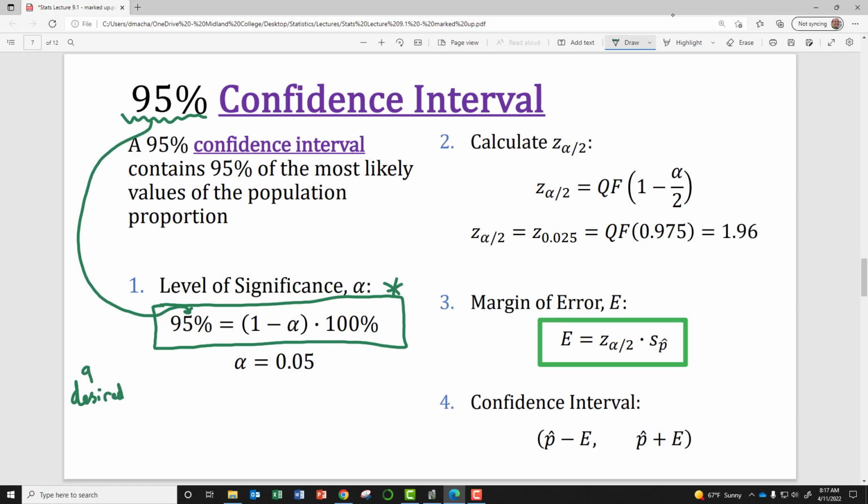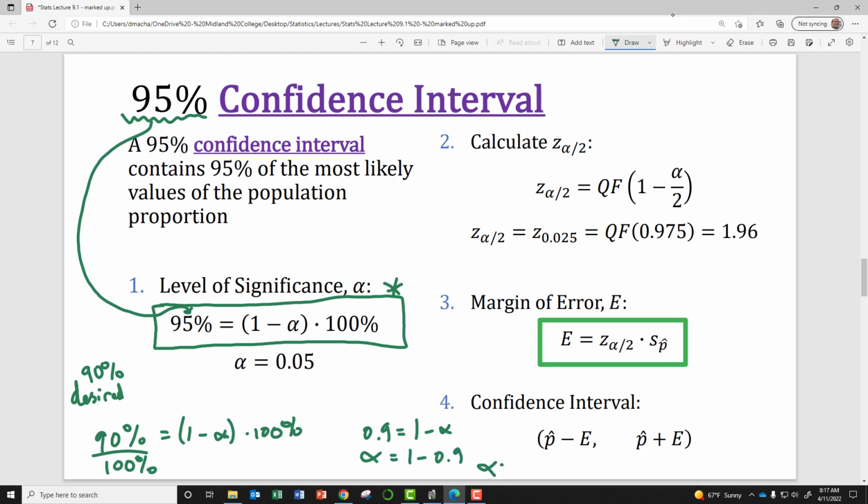And so what if we have a 90% desired confidence? Well, 90% desired confidence would be 90% equals 1 minus alpha times 100%. And so if I divide both sides by 100%, well, 90% divided by 100%, that's 9 out of 10, that would be 0.9 equals 1 minus alpha. So that means alpha must be equal to 1 minus 0.9. So in this case, the one I just came up with, alpha would be 0.1.